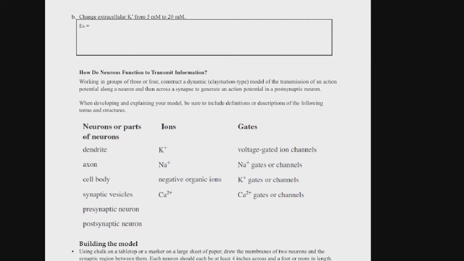And then 6B, now we're looking at a change in extracellular potassium from 5 millimoles to 20. So we're now increasing it a bunch. Let's just do that math.